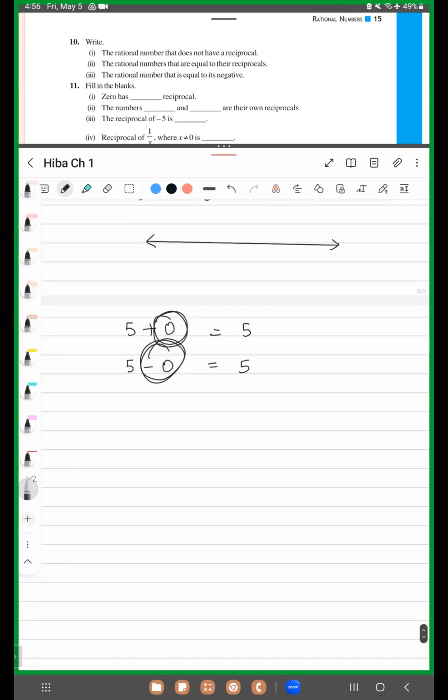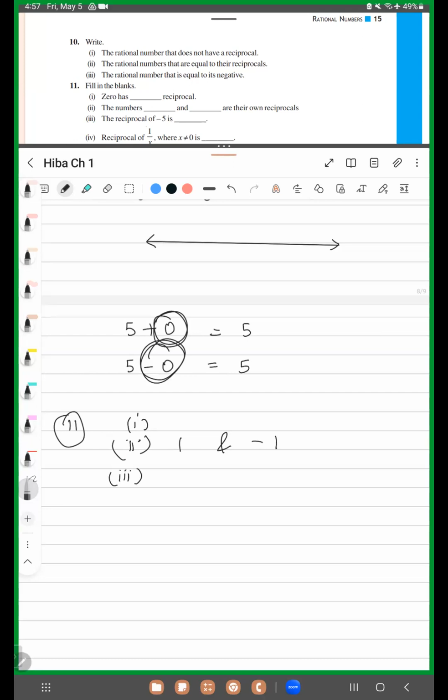Now 11th. 0 has dash reciprocal. No reciprocal. Very good, no reciprocal. Then read out the next question. Numbers dash and dash are their own reciprocal. We just did this. Minus 1 and 1. Yes, 1 and minus 1.